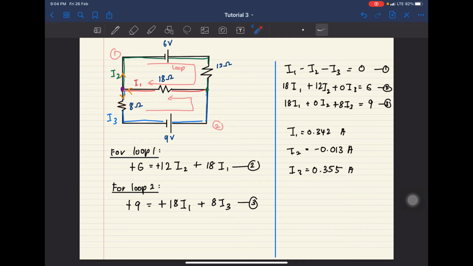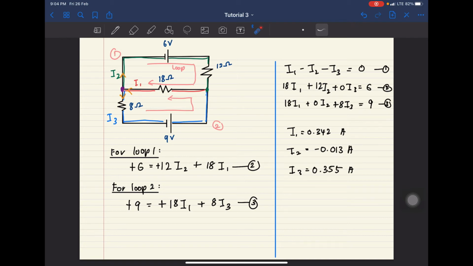Okay, so what does it mean by negative I2? Is actually I2 is actually pointing in this direction instead of that direction. Dia actually masuk towards the junction here. Tak ada masalah pun. Kalau dia tanya direction of loop current inside the first loop, then you can answer lah whether it is clockwise or anti-clockwise. Biasa dia tak tanya pun.